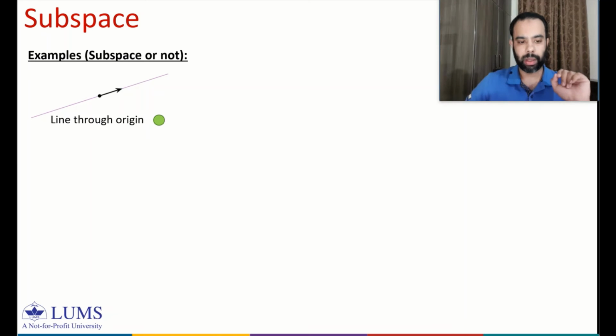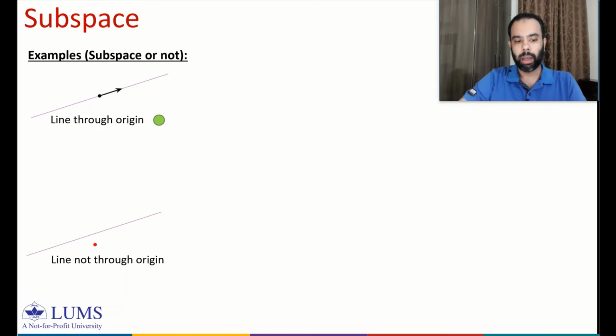So let's take one more example. A line that is not passing through origin. So this line is not a subspace because it does not contain 0. So 0 has to be part of the line. Or you can say if you take any point and multiply by 0, you get 0. And since 0 is not part of the set, we say this line is not a subspace.